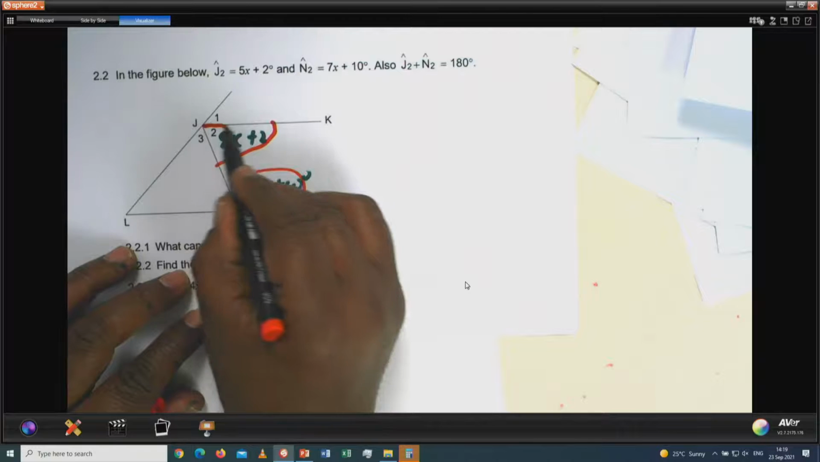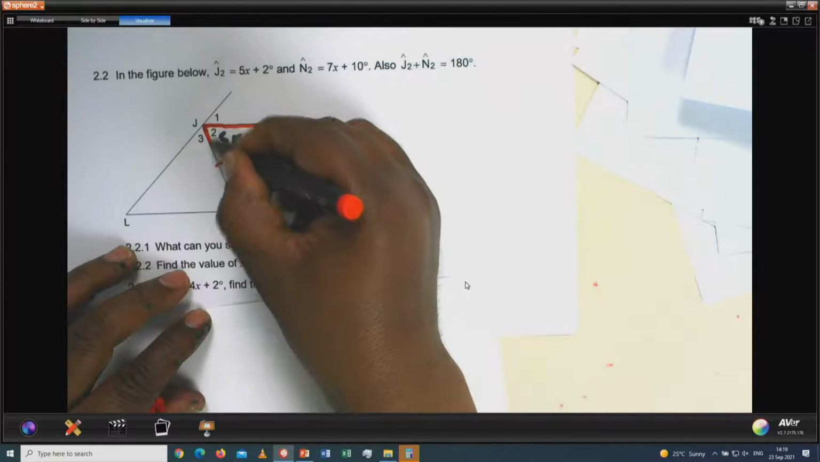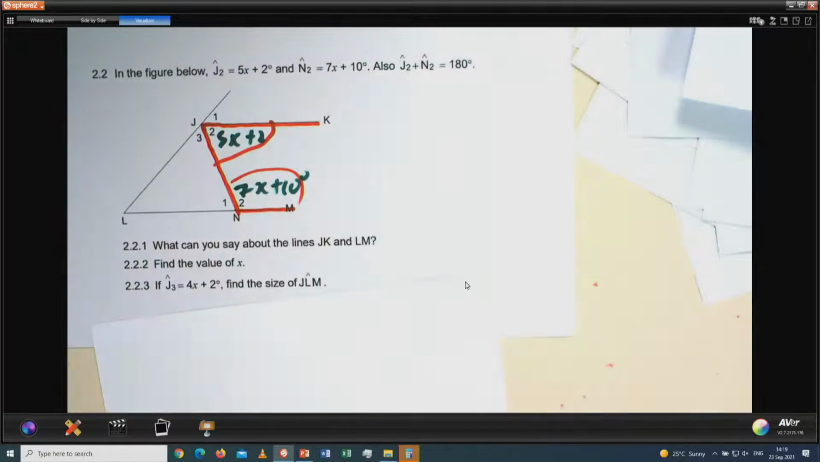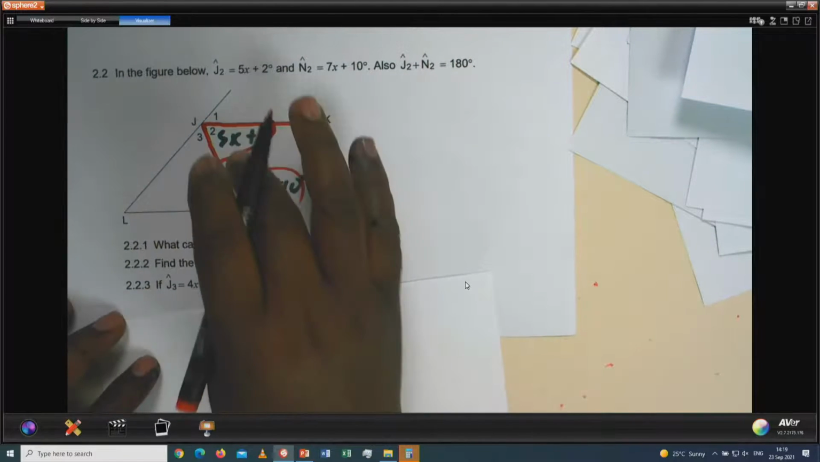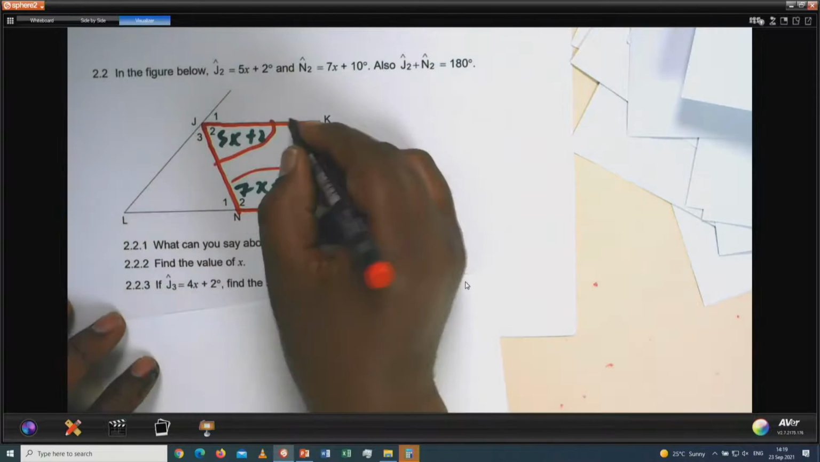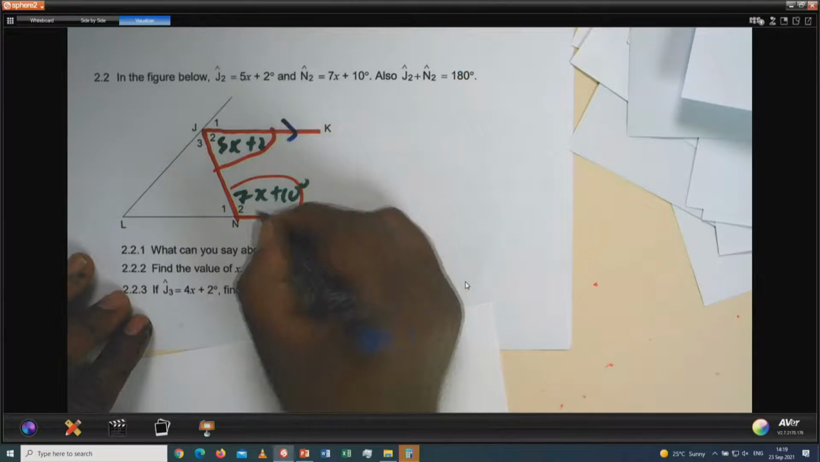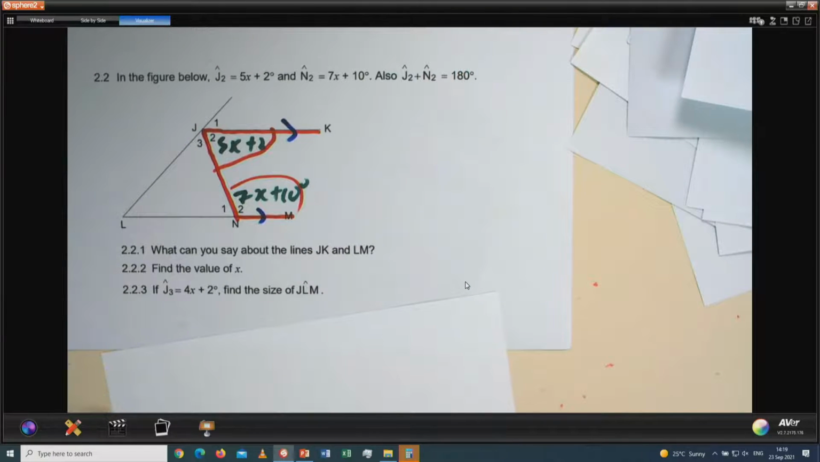Look at them. They are between the same parallel lines, inside and on the same side of a transversal. So if this one is equal to this one, what does it tell you? It tells you they are parallel. This line is parallel to this one. So those two lines are parallel. Now they say find the value of x.